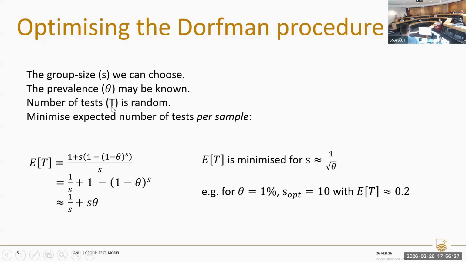What is not known and is random is the number of tests to do. So the idea is we want to minimize the expected number of tests that you have to do to screen, on average, per sample, right? So individual testing is 1 test per sample. We're trying to beat that.